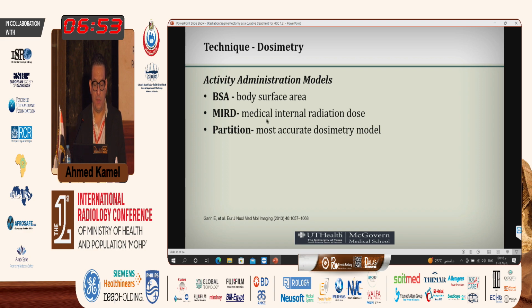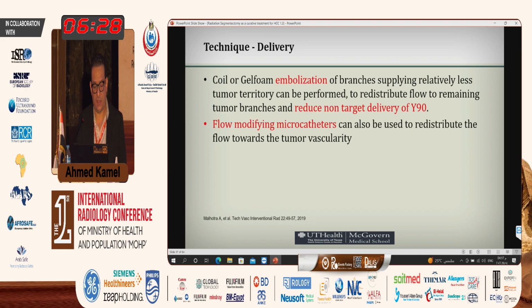We usually use the MERD model for this. There are different models for dosimetry. We usually use the MERD one because we're basically aiming at wiping out this whole area. The MERD model relies on the fact that this will be evenly distributed. Usually it is not, so most of the Y90 will go into the tumor. Some of it will go to the surrounding liver or non-target liver. But again, this model is actually the best if you're going to do Y90 segmentectomy.